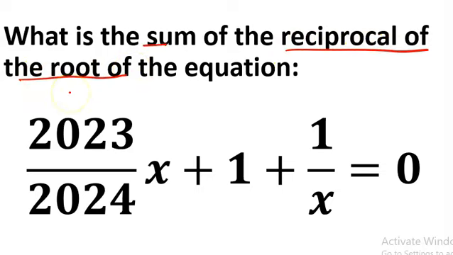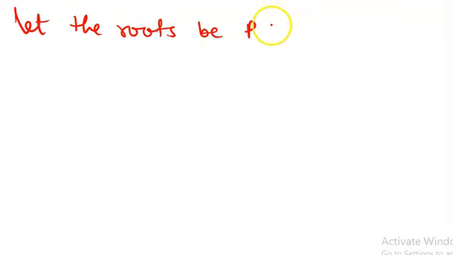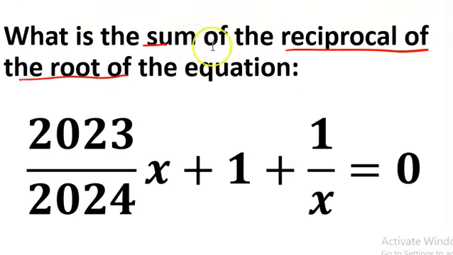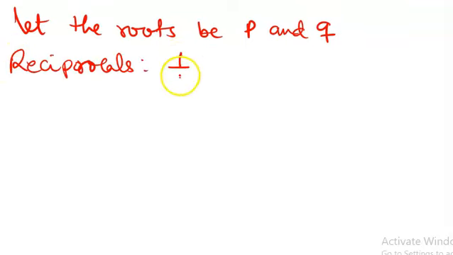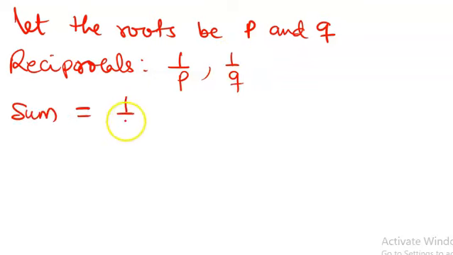We don't know the roots of the equation, so we can represent the roots by letting them be p and q. And the question said we are to find the sum of the reciprocal of the roots of the equation. So let's find the reciprocals. The reciprocals will be 1 over p and 1 over q. So the sum will be 1 over p plus 1 over q. And then, let's simplify.